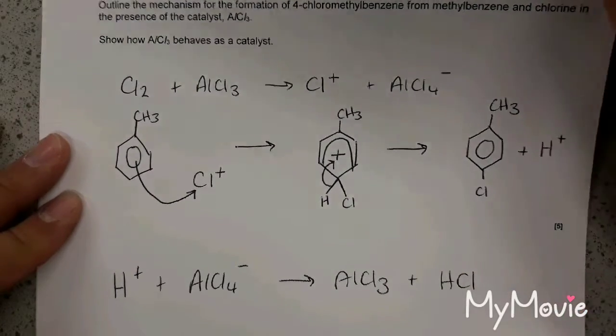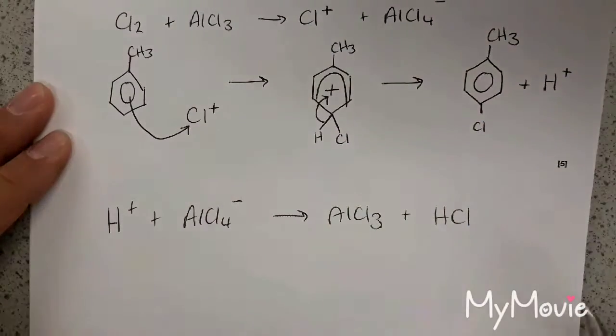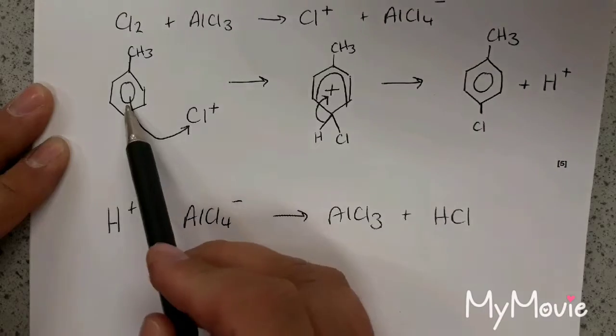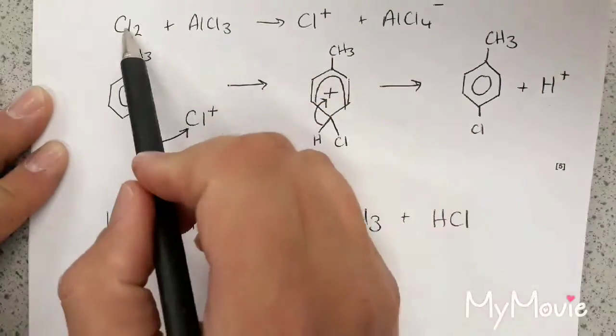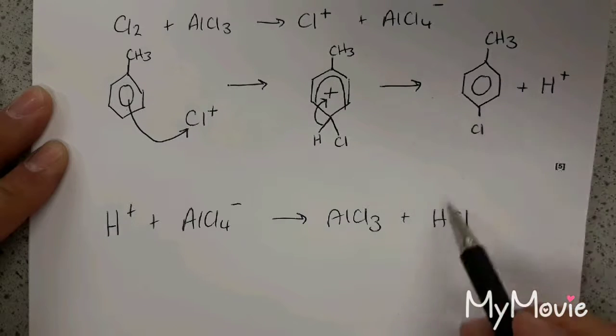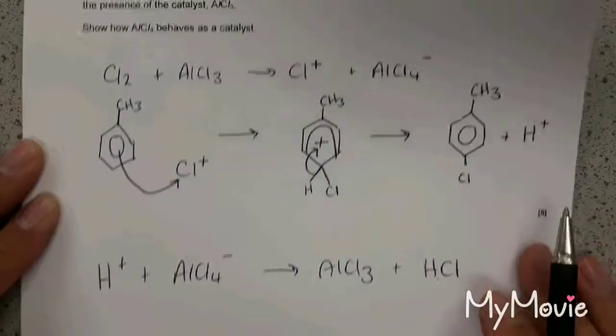The overall equation, there isn't a mark for this, but whilst we're on it, you can derive the overall equation for this reaction, which is methylbenzene reacting with chlorine, producing your 4-chloromethylbenzene and HCl. That's your overall reaction. There we go.